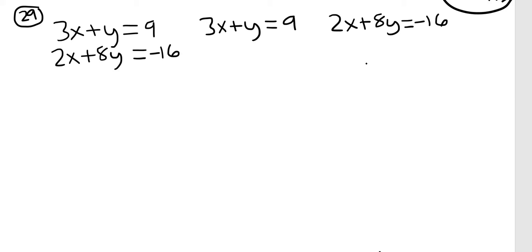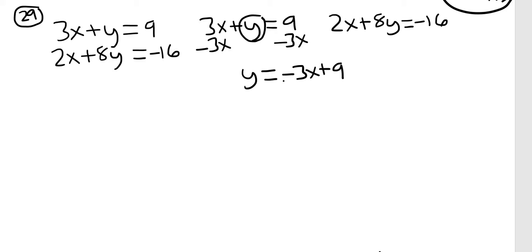The next step is to isolate one of the variables in one of the equations. So we want to solve one of the equations for one of the variables. So let's make a really smart choice here. Let's do one that is easy. Can you guys see that this y would be really easy to solve for? We just have to subtract 3x from both sides. So y equals -3x plus 9.